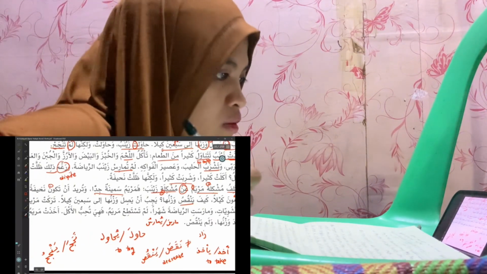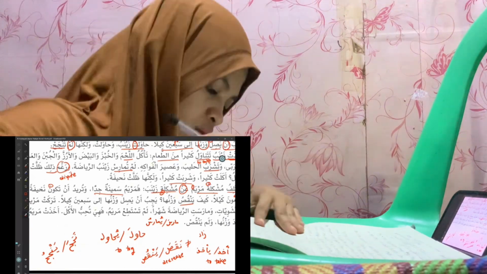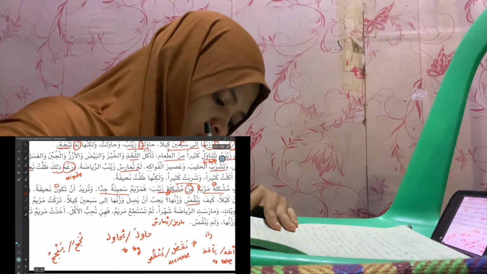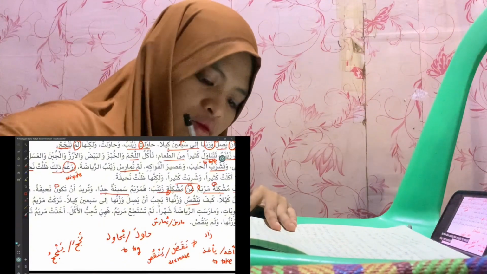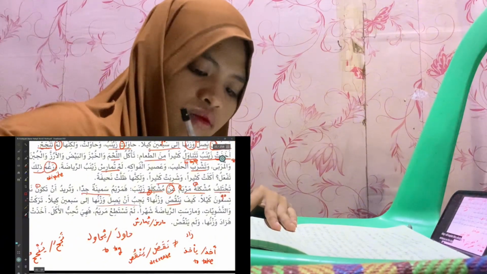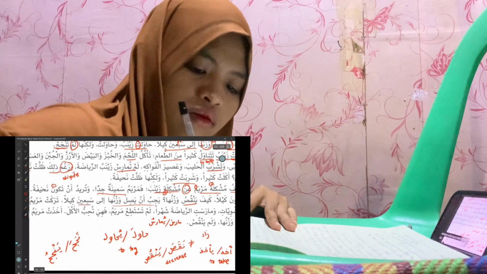يجب أن تصل وزنها إلى 70 كيلا. So she also wants her weight to reach. Okay, I explained this whole sentence on the top. To reach where? 70 kilo.